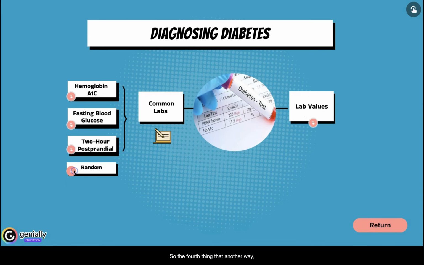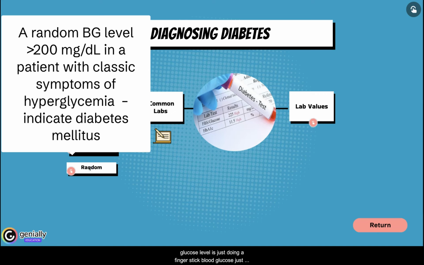So the fourth thing, another way of checking, is the random blood glucose level, which is just doing a finger stick blood glucose randomly, right? You don't consider whether it's before meals, after meals, fasting, anything.